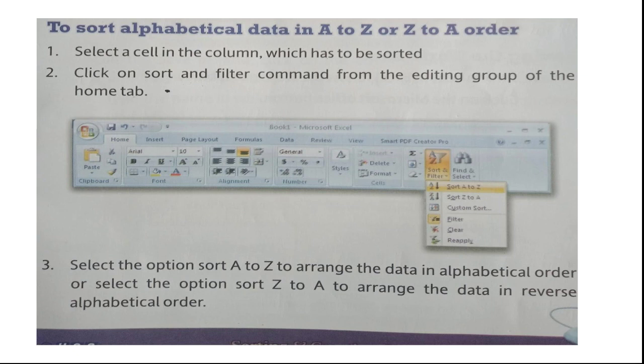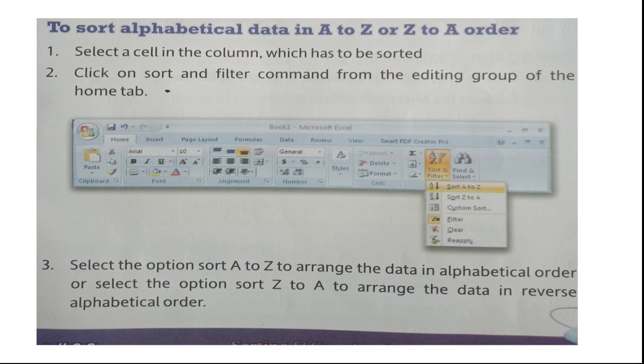To sort alphabetical data in A to Z or Z to A, what are the steps involved? The first step is to select a cell in the column which has to be sorted. Suppose all the names are in C column. Then I have to select the C column or select the items. I'm selecting all the data. Selecting is the first option.